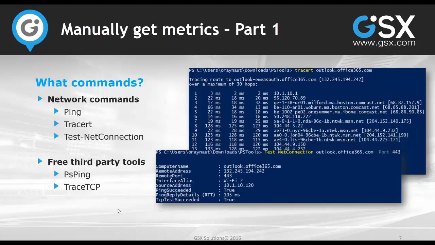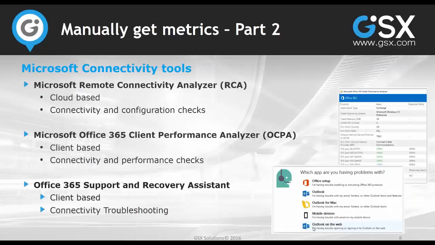So now there are also some tools that you can use that are provided by Microsoft. There are three tools I want to highlight today. First is the Microsoft Remote Connectivity Analyzer. It's cloud-based, so you can access that in the cloud. You can make different connectivity and configuration checks. I'm sure most of you are familiar with that. You can go to testconnectivity.microsoft.com and perform different checks.